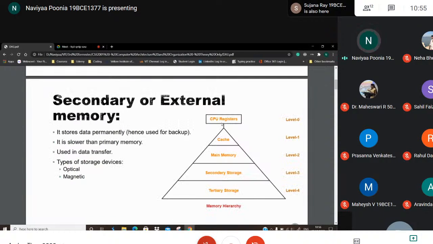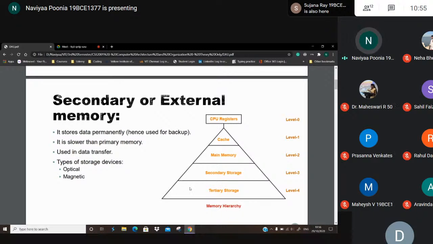So basically the secondary or external memory is used to store data permanently, unlike the primary memory, and according to the memory hierarchy, it is slower than primary memory in terms of accessing data. External memory is usually used in data transfers and also used for backup. So we are going to talk about two types of systems here, the optical and the magnetic one.